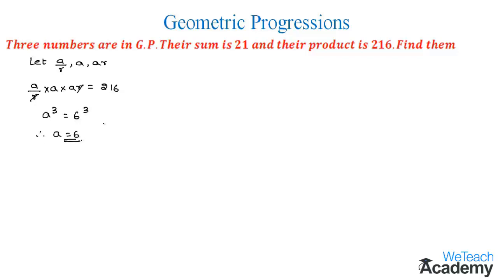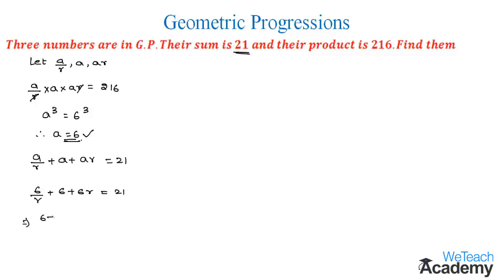Now we have to find the r value. For that we have the other condition: their sum is 21. So let us find the summation of the three terms. On adding we get a/r plus a plus ar is equal to 21. We have the a value as 6, so let us substitute this value over here. So we get 6 divided by r plus 6 plus 6r is equal to 21.